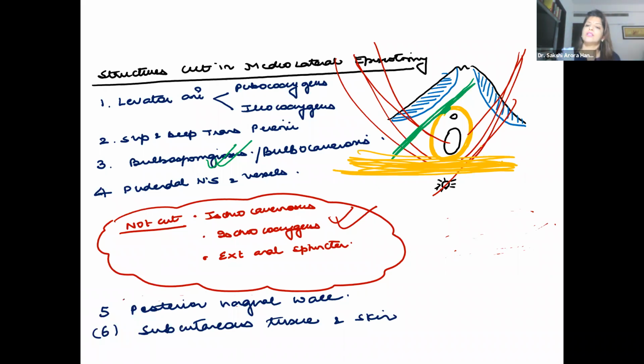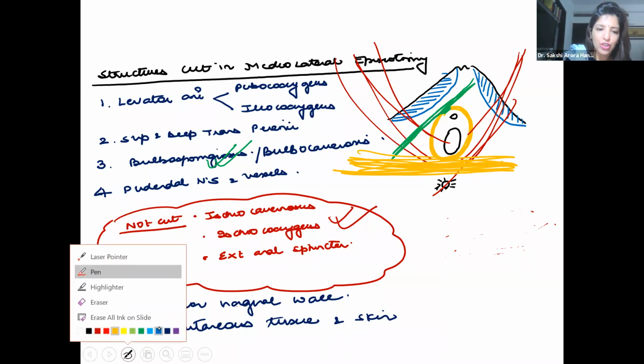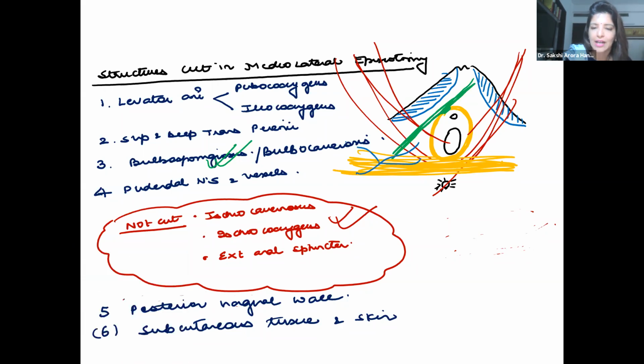So you are cutting the levator ani muscle, the iliococcygeus and the pubococcygeus. You are cutting the bulbospongiosus muscle, and you are cutting the superficial and the deep transverse perineal muscle. Apart from that, lying over the superficial and deep transverse perineal muscles are the pudendal nerves and pudendal vessels. So you are going to cut them also, right? Now the muscle which is not getting cut, number one, is ischio-coccygeus, because ischio-coccygeus is not a part of levator ani muscle, and this blue colored muscle is not getting cut.